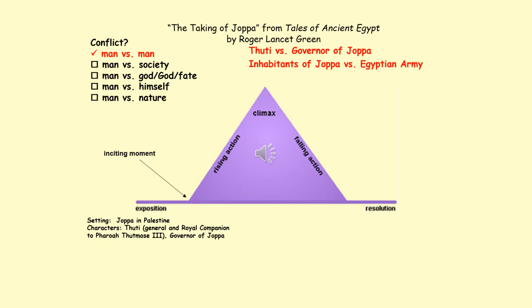And we see that the main conflict in the Taking of Joppa was the conflict between Tuti, who was the royal companion and the general who was sent to try and put down the rebellion of the city of Joppa, and the governor of Joppa.